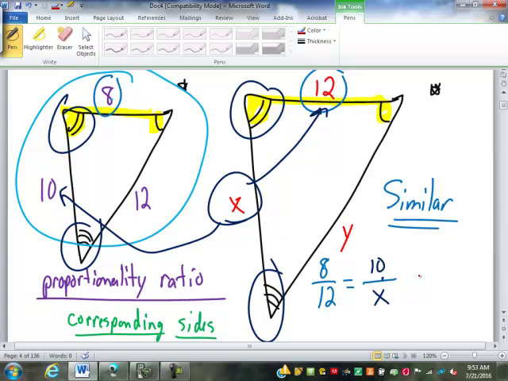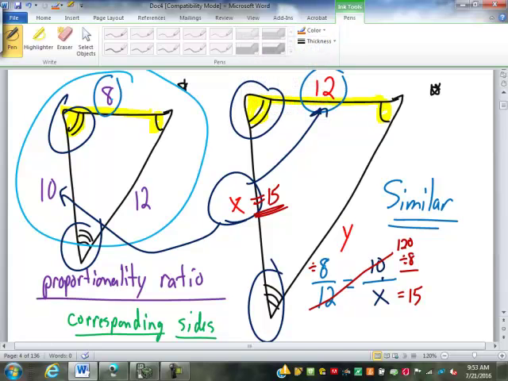When we go to cross multiply here, what two numbers get multiplied? 12 times 10 is going to be 120. And then we divide by 8. Or you could do 8 times x and get 8x equals 120 and divide by 8. X is 15. So x is 15 units.